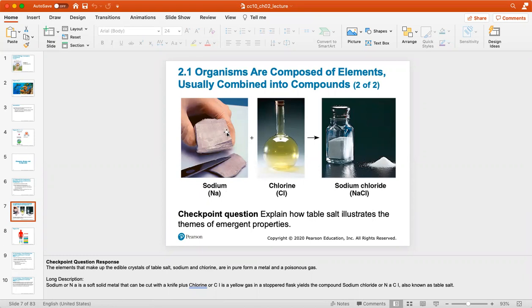So for example, if we take the element sodium and we combine it with chlorine, we'll get sodium chloride, which is table salt. Sodium and chlorine by themselves are not table salt, but when you combine them together, they interact in a way where they're bound together by chemical bonds to form little tiny crystals known as sodium chloride or table salt.